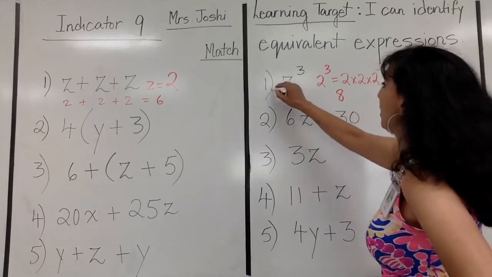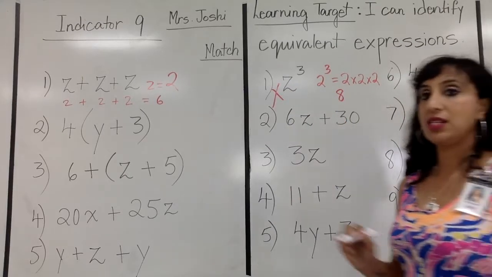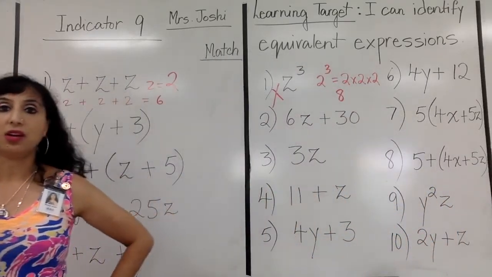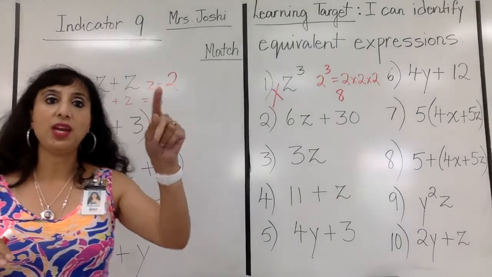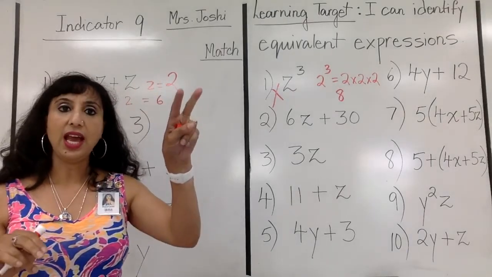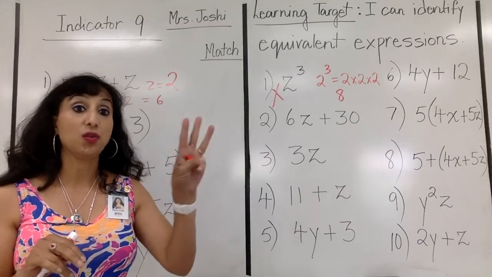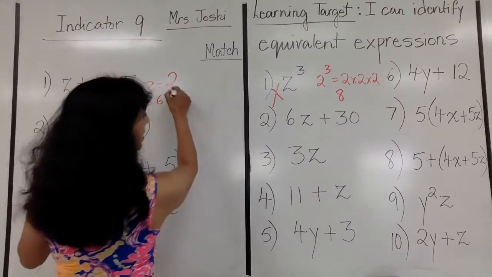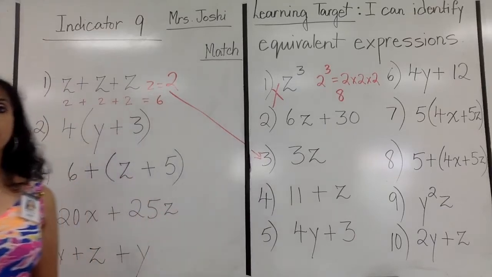So therefore, this is definitely not going to work because this is not an exponent. We are talking about addition. So we have one z, we have another z, and we have another z. So total, how many z's do we have? 3. So for number 1, this is the correct answer.